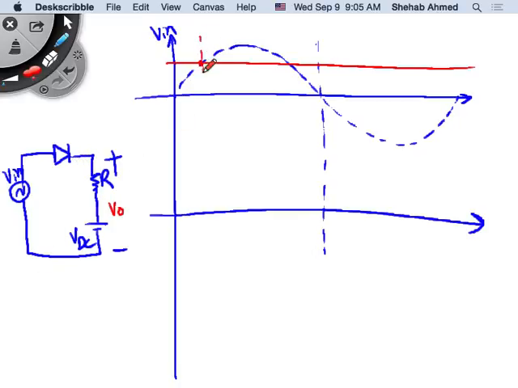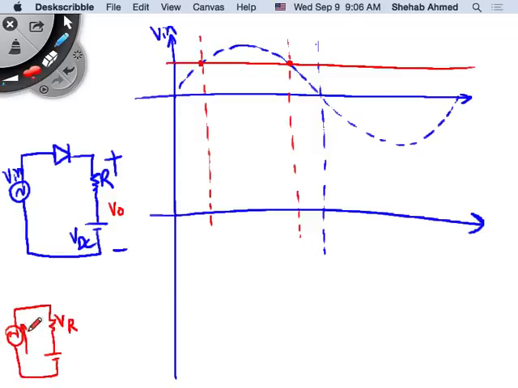So it will start here, and it will end where? Also here, right? The voltage across the resistor when the device is on is V input minus VDC, right? So when the device is on, the circuit looks like this. So VR here is equal to V input minus VDC. As soon as they're the same, the voltage across the resistor is 0, so the current becomes 0.